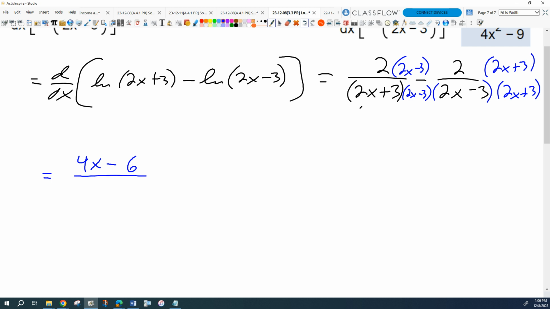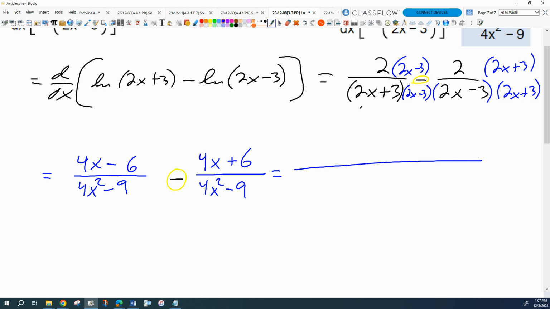4x minus 6 over, that's a conjugate product, right? That's going to give us difference of squares. We're going to get 2x quantity squared minus 3 squared. So that's just 4x squared minus 9. Minus, there's my minus sign separating the two terms, minus 2 times 2x plus 3 is 4x plus 6, right? Okay, over my common denominator of 4x squared minus 9.